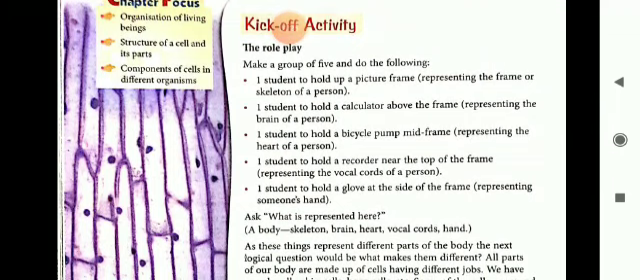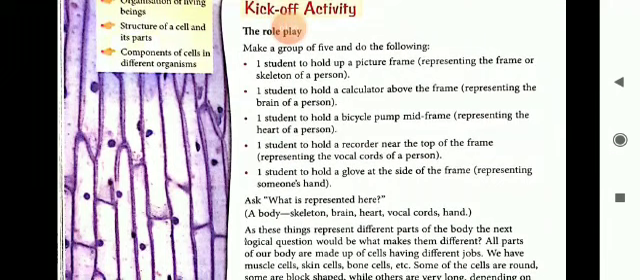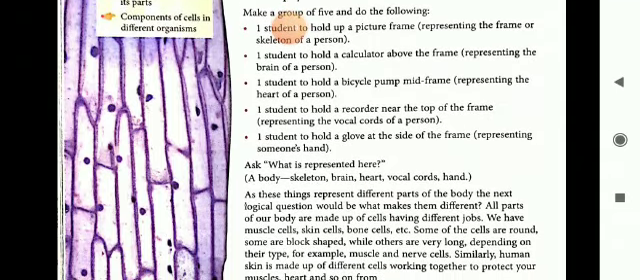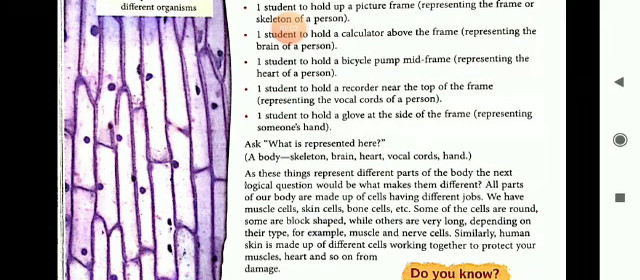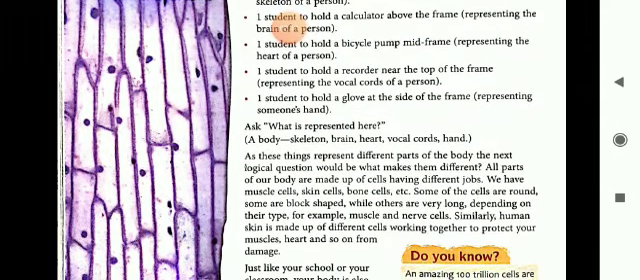Make a group of 5 and do the following. First, one student holds up a picture frame of a human being, which can represent the skeleton of a person. Then the second student holds a calculator above the frame. The calculator represents the brain of a person. Third student holds a bicycle pump mid frame, which can represent the heart of a person. Then the fourth student holds a recorder near the top of the frame. This recorder will represent the vocal cords of a person, which are situated in the throat.